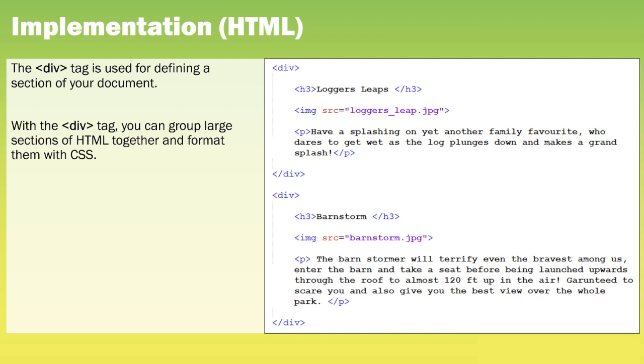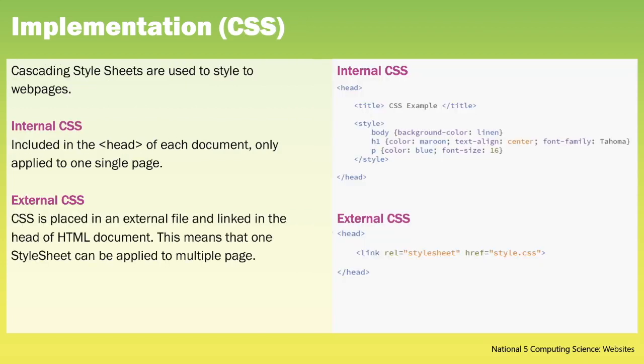Let's now look at CSS. Cascading style sheets are used to style web pages. We can generally speaking put our CSS in two different places. It can be included in the head of each document, and this is only applied to one single page. External CSS is placed in an external file, and a link is placed in the head of the HTML documents. This means that one style sheet can be applied to multiple pages.